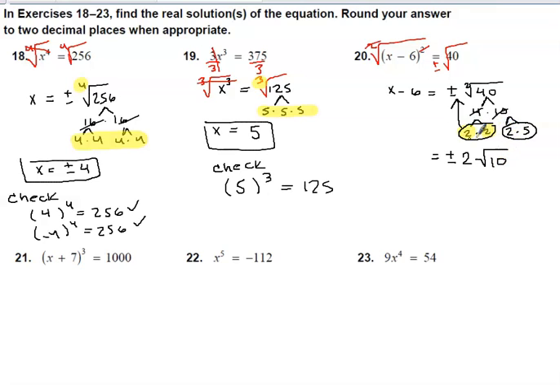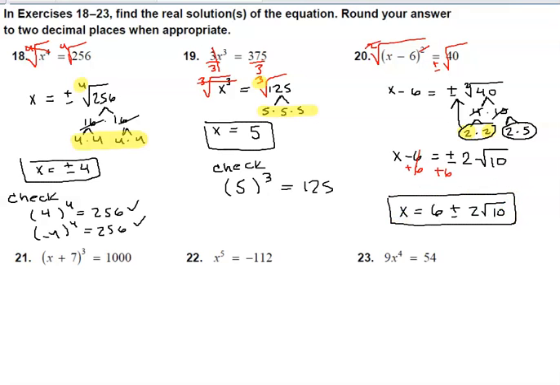To take a number out, we do not multiply. To leave a number in, we multiply the 2 and the 5 together. From here, we go ahead and we add our 6 over, and I prefer to put it in front. So x is equal to positive 6 plus or minus 2 square root of 10.